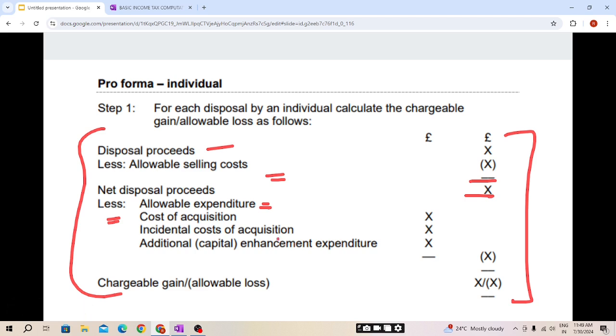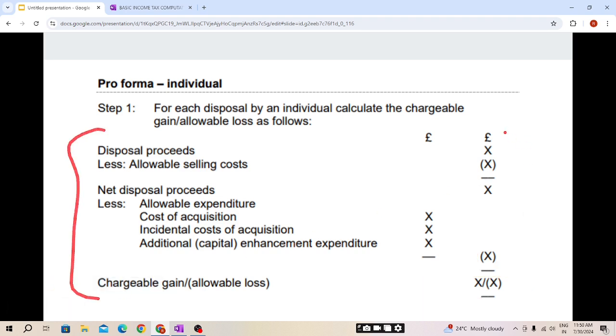Then incidental cost of acquisition. Incidental cost means the cost which we incurred when we acquired the asset. Then additional capital enhancement expenditure. If further capital improvements have been done, then that also will be included. So the total will be allowable deduction, and after deducting the allowable expenditure, we will arrive at our chargeable gains and allowable losses. We will arrive at either a chargeable gain or loss. I hope this format is clear.